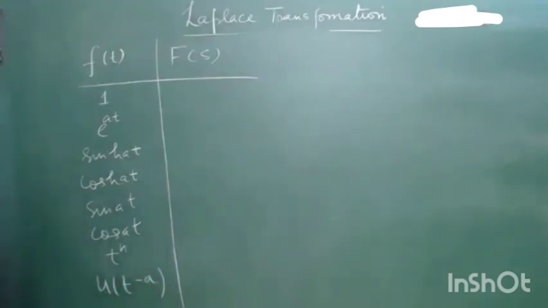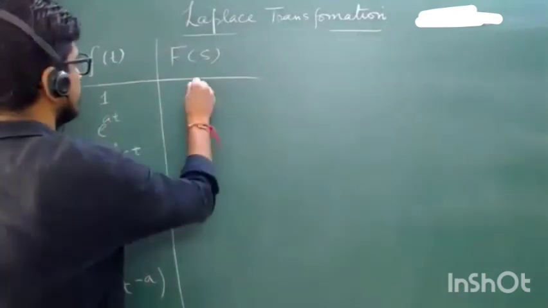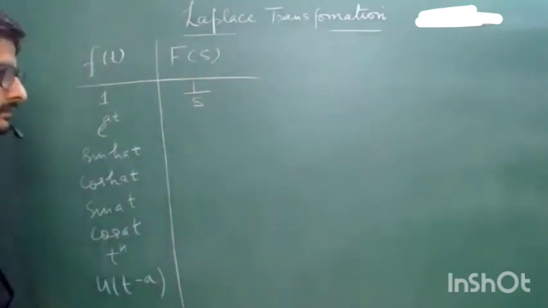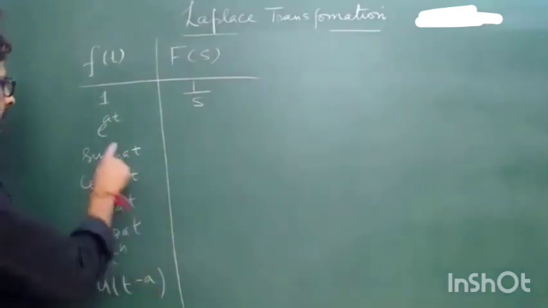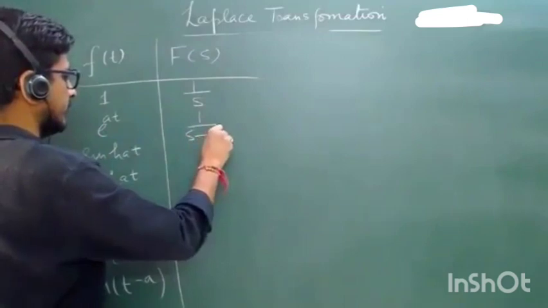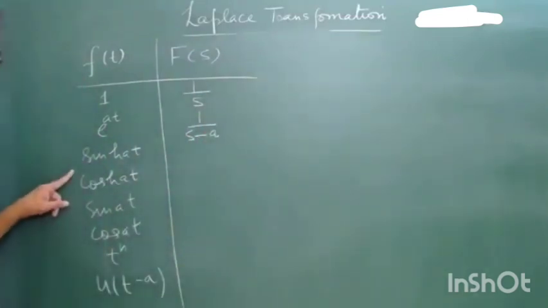That means unit step function. Okay, so let us understand how the Laplace transformation of these are. One is 1 upon s. e to the power at is 1 upon s minus a. Please see this. This will be very, very symmetrical.